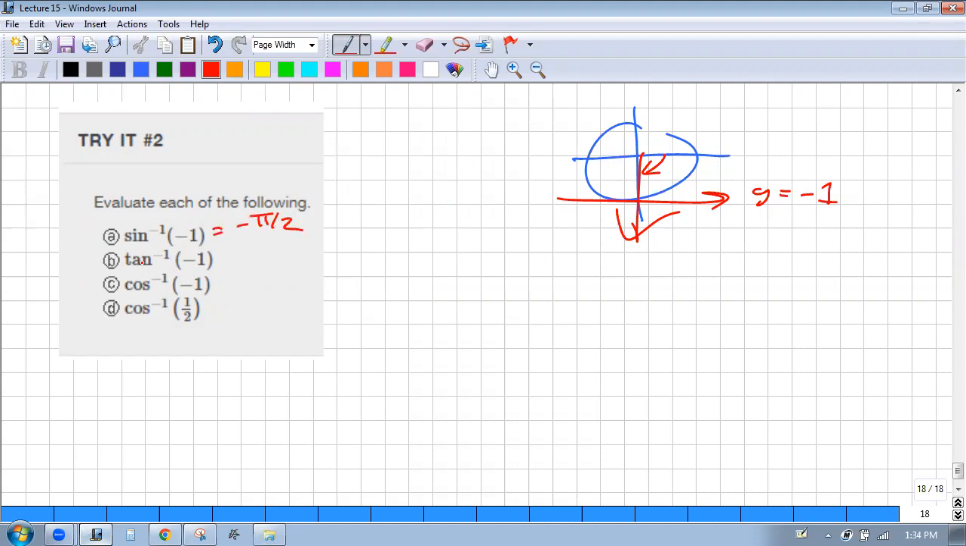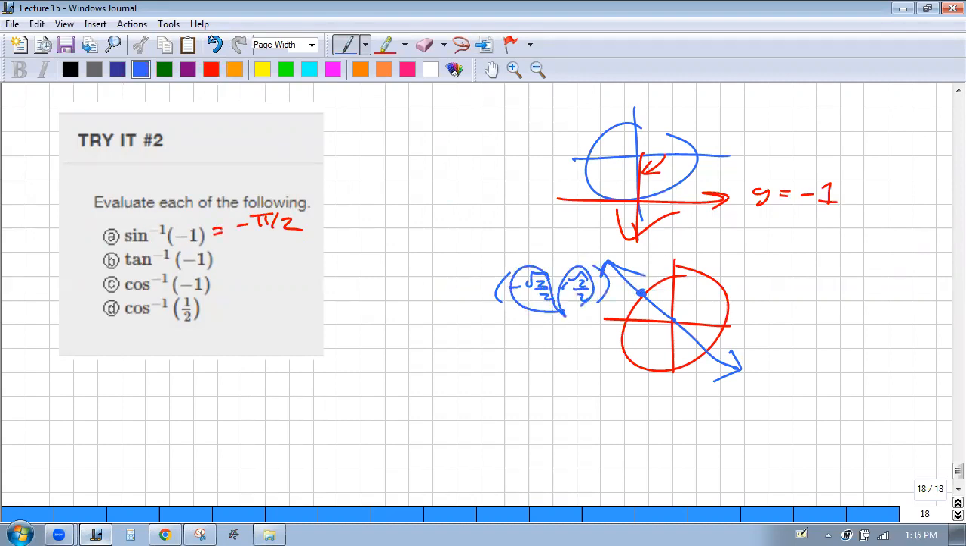Okay. Tangent. Tangent is y over x. So where are y and x equal but opposite? Over here and over here. Tangent of those angles is -1, right? What is this coordinate? Minus root 2 over 2, root 2 over 2, right? If I do that over that, I get a -1. Okay, so the tangent inverse is not going to give me this one. Tangent inverse always gives me the one that's over here. This would be minus pi over 4.